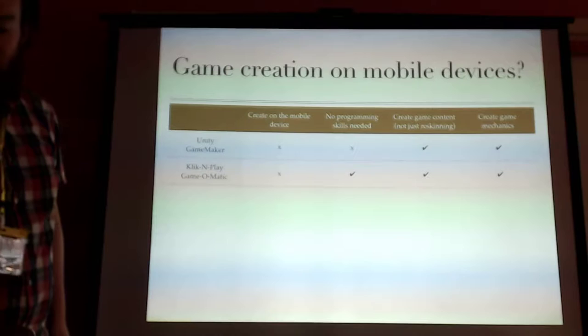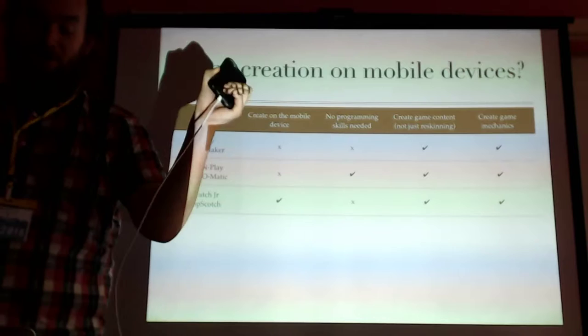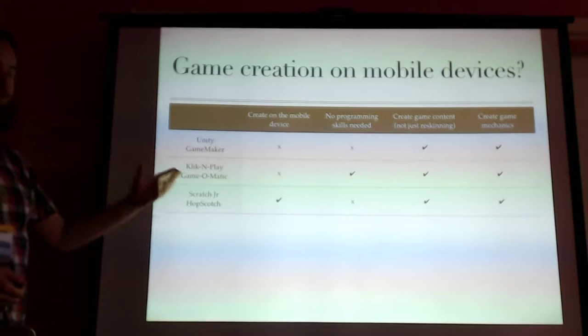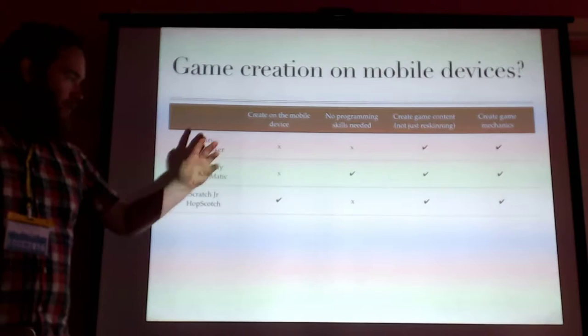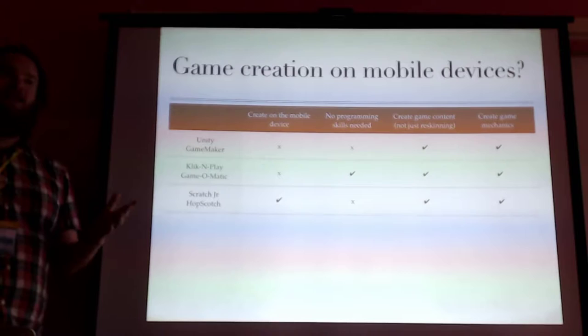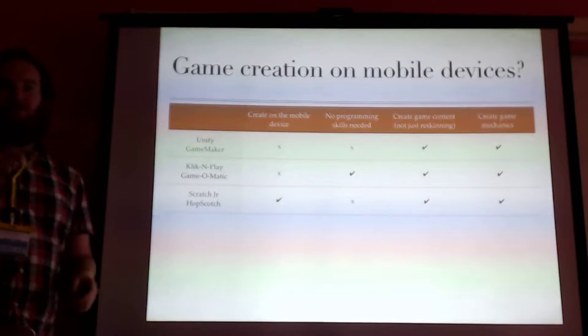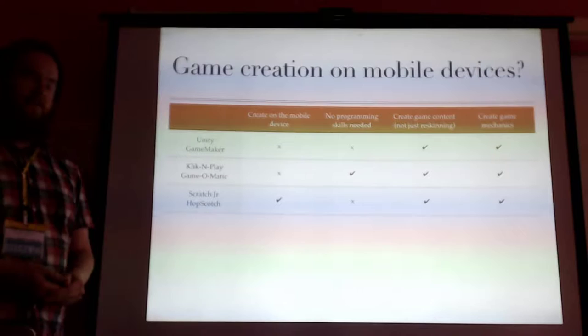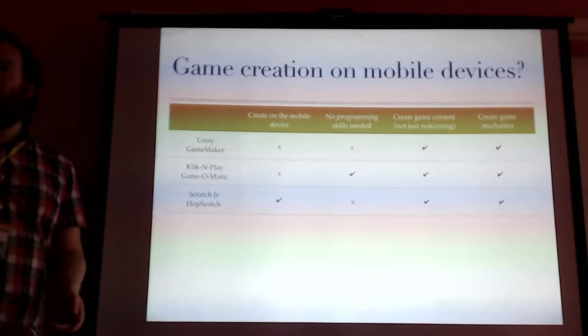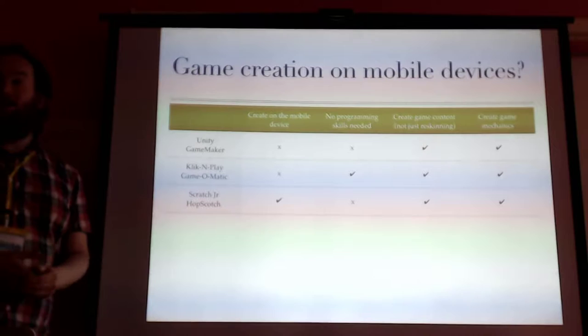So in terms of what you can actually do on your mobile phone, there are some systems like Scratch Junior and Hopscotch, which do allow you to create entirely on the phone, but they require some kind of programming skills. So with things like Scratch and Hopscotch, you may not be typing C++ code into an IDE, but you're dragging if blocks and for blocks and things like that. You're essentially still programming. And in fact, these tools are usually marketed as tools to teach children the principles of programming rather than tools for teaching game design or for just casual game design.